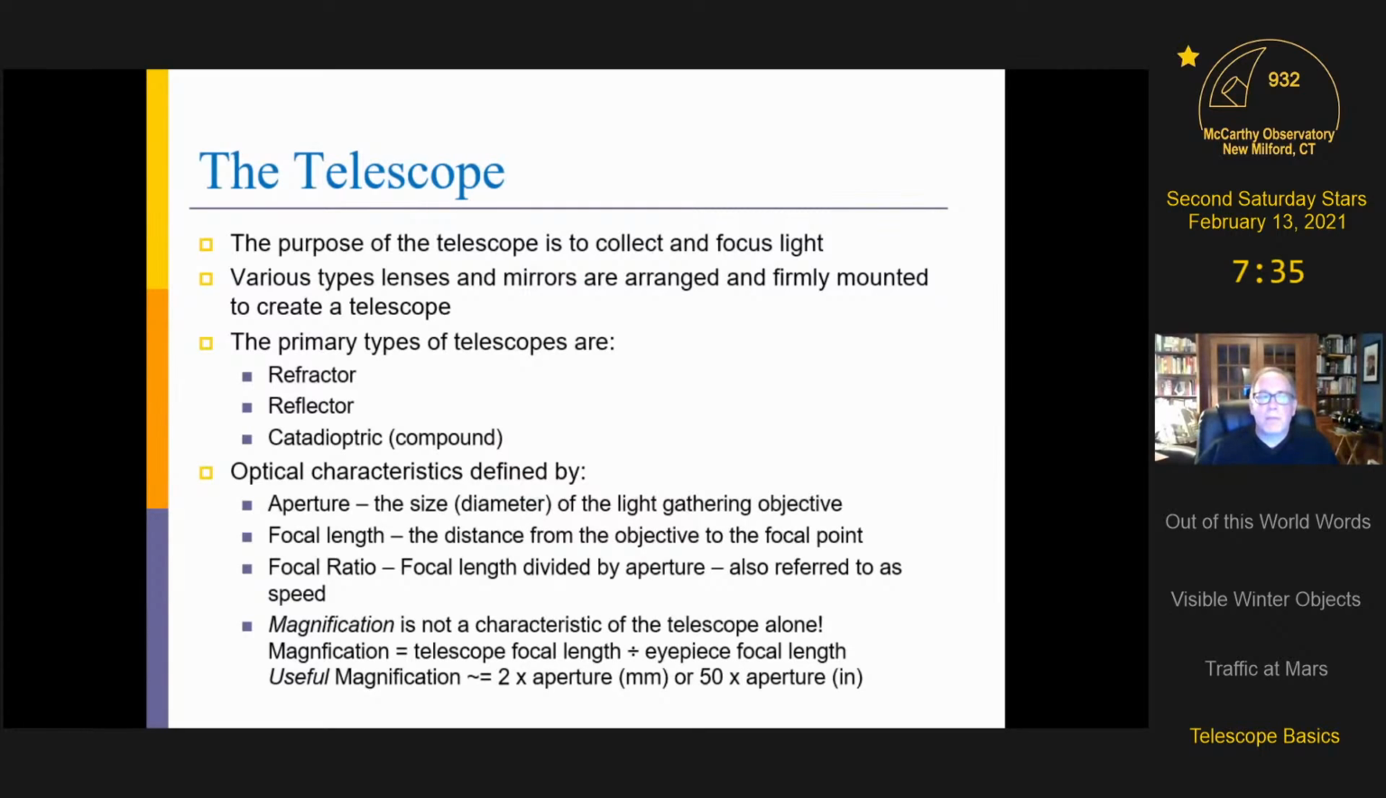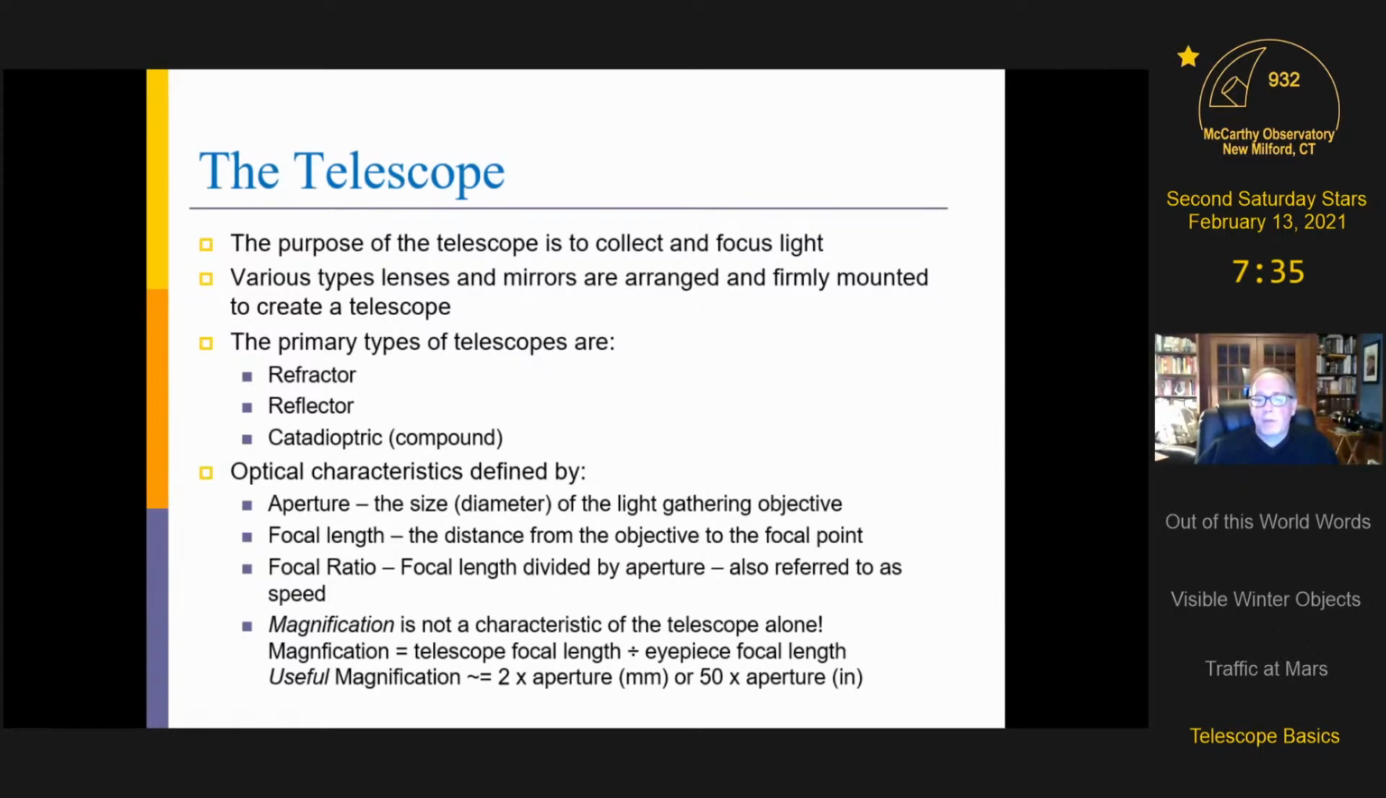There are three primary types of telescopes: a refractor, which is made up of lenses, a reflector, which is constructed out of mirrors, and a catadioptric or compound, which uses mostly mirrors, but also has some lens elements. Tonight, we're going to talk about a refractor telescope.